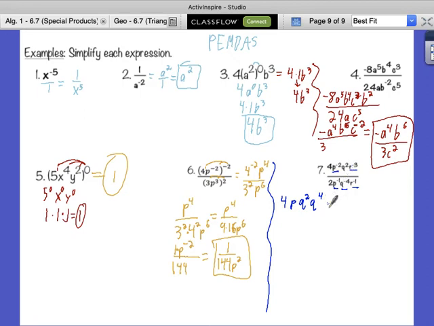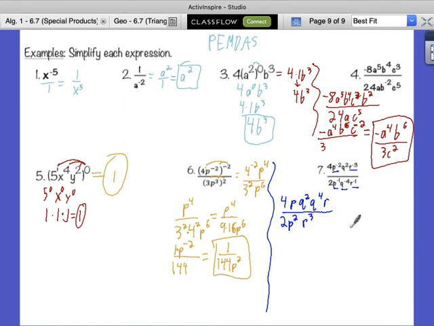R to the negative third is moving downstairs, but r to the negative first is coming up, so it's r to the first. So on the bottom now, I still have this 2. The p to the negative first moved up, but this p to the negative second moved on down. P to the second. Q's all moved upstairs. R to the negative first moved upstairs, but r to the negative third moves down.